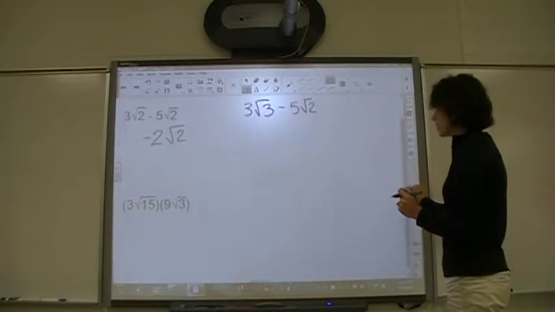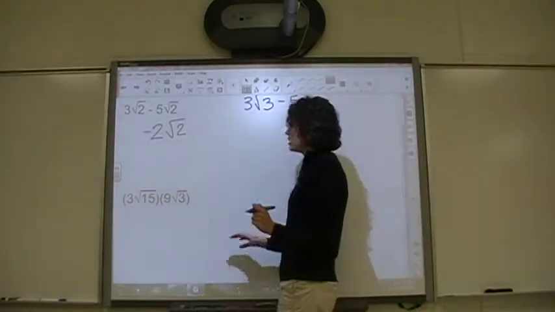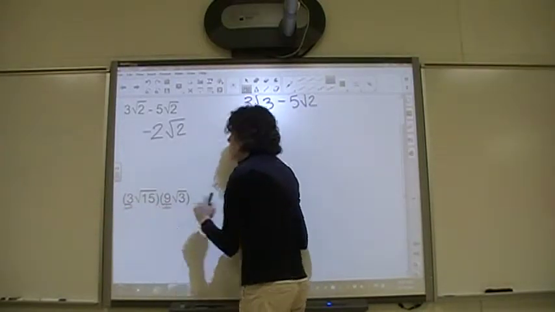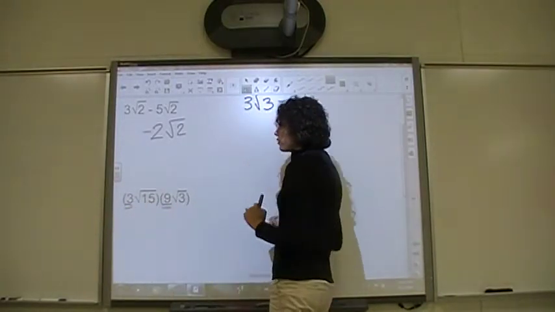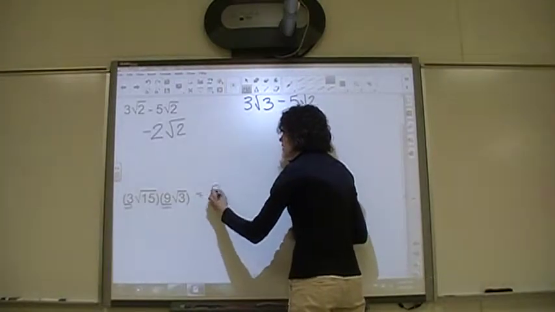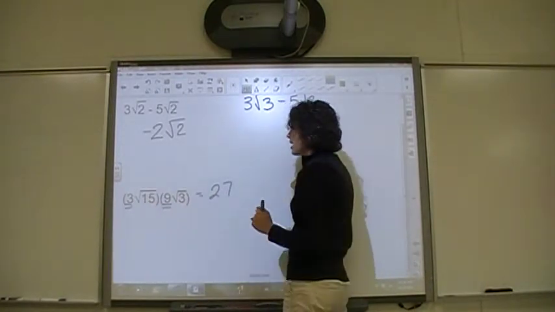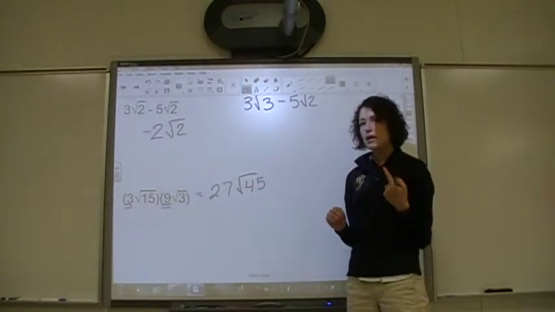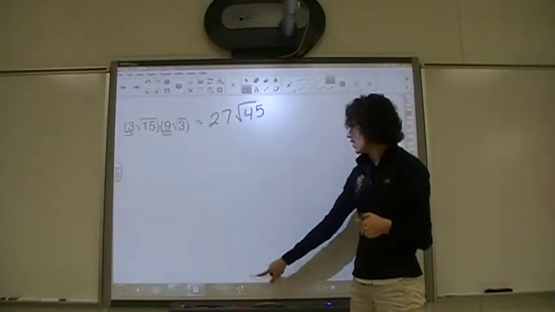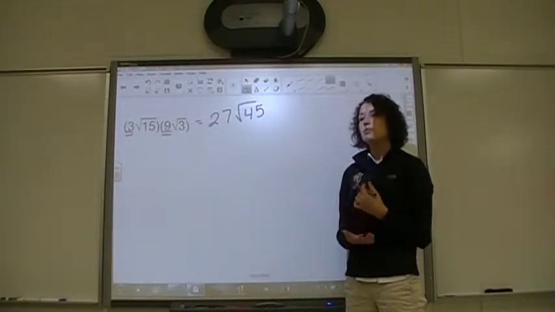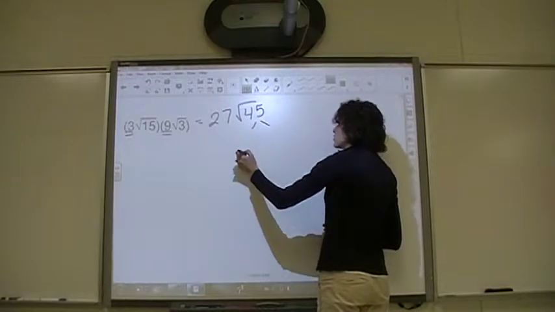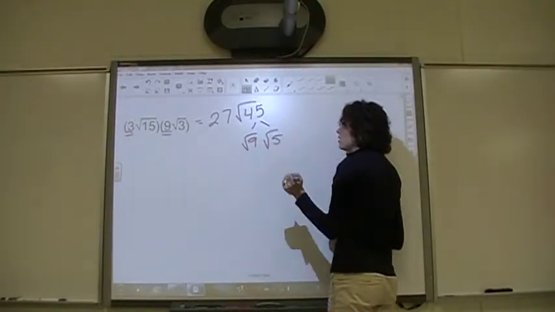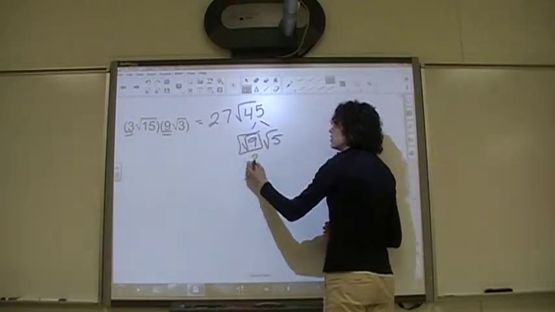All right, let's go ahead and look at this next one. We have 3 radical 15 times 9 radical 3. So you multiply the things on the outsides and then everything on the inside. So 3 times 9 is going to give me 27. Then radical 15 times radical 3, multiply those two numbers and you get radical 45. Now you have to look at radical 45 and say, is there a perfect square in it? And when you think about 45, actually there is a perfect square. It's going to be radical 9 and radical 5. Square off 9 and you get 3.